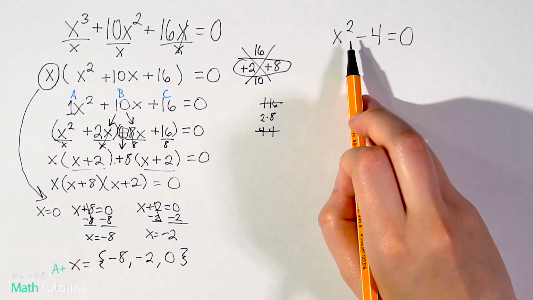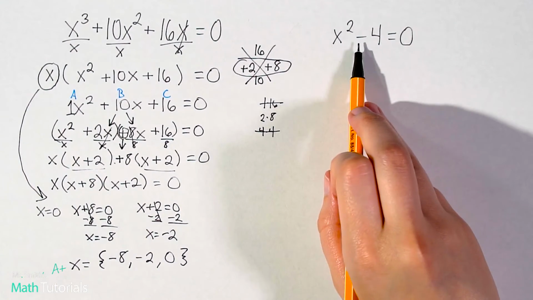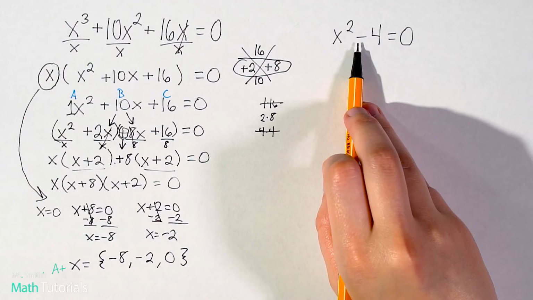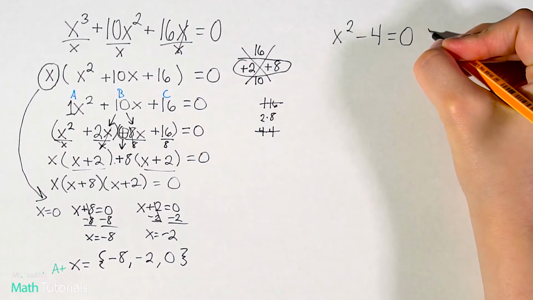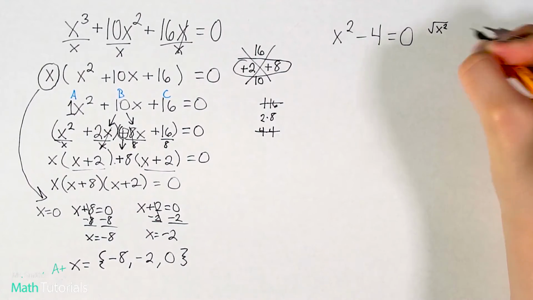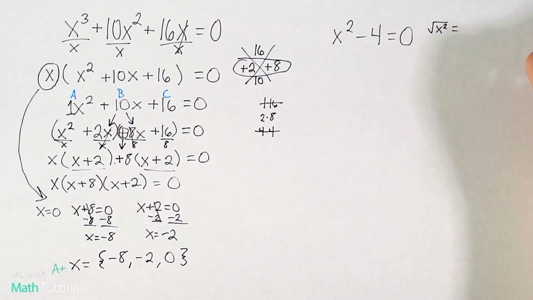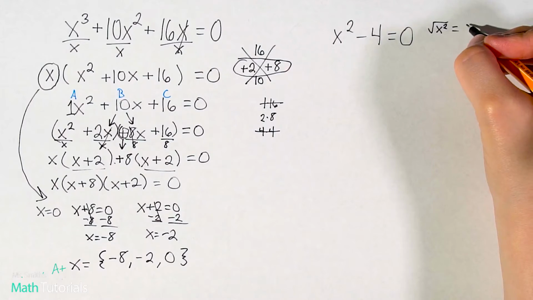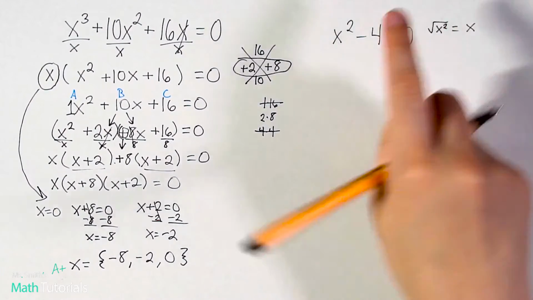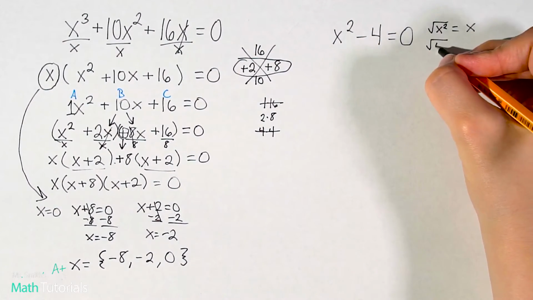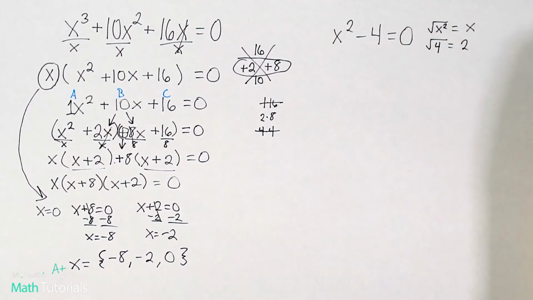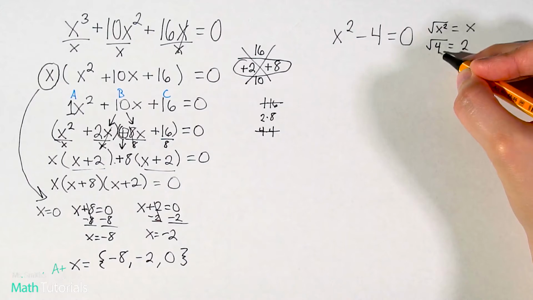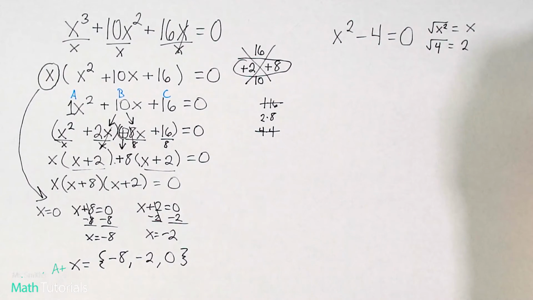So let's think about it. Is it a difference? Okay, are we subtracting? Yes, so we're good there. Is x squared a perfect square? Could I take the square root of x squared and get a solid, in this case, variable? Yes, it would be x. Okay, what about 4? Is 4 a perfect square? Yes. It's 2. 2 times 2 is 4. And you can check your calculator. Just do square root of 4 and see if you get a whole number. If you do, it's a perfect square.